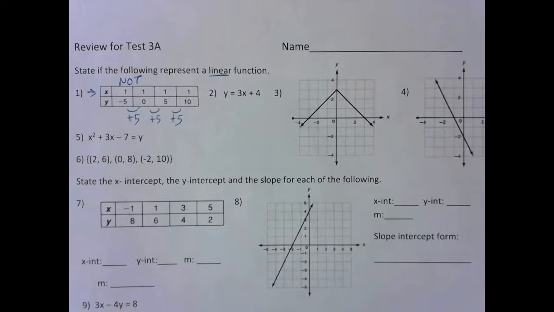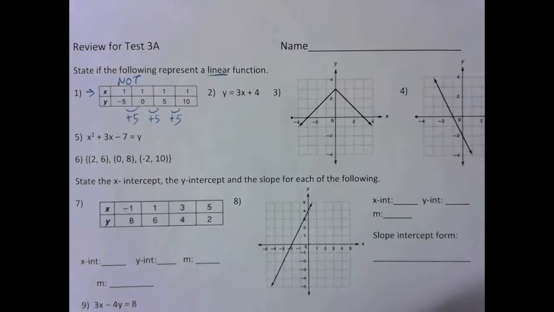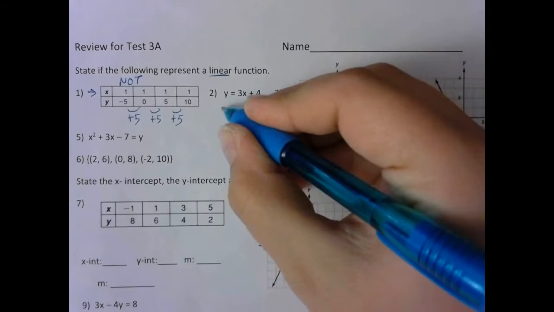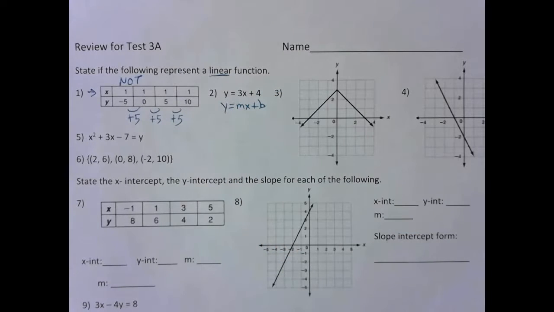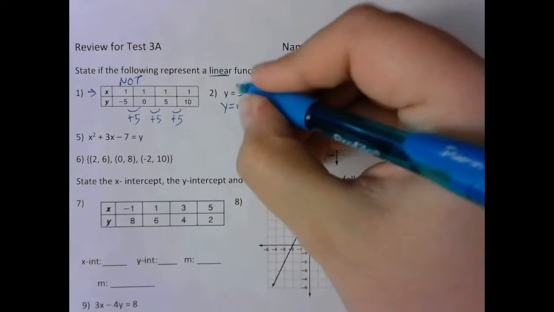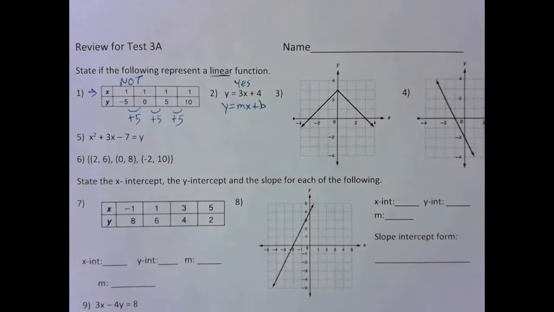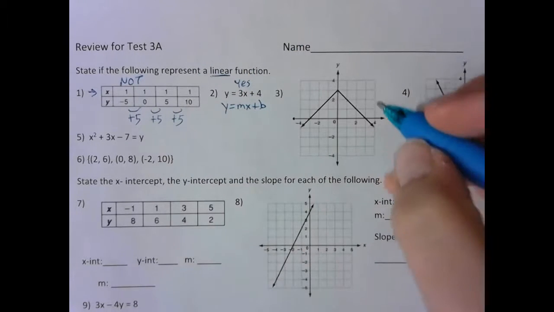We have y equals 3x plus 4. Well, if you ask me, that looks an awful lot like y equals mx plus b, which we know is a formula for a linear function. That's our slope-intercept form. So yes, that is linear. All right, let's look at number three.